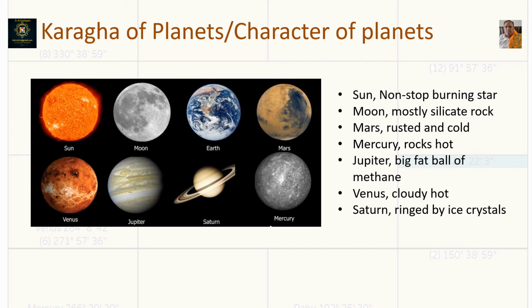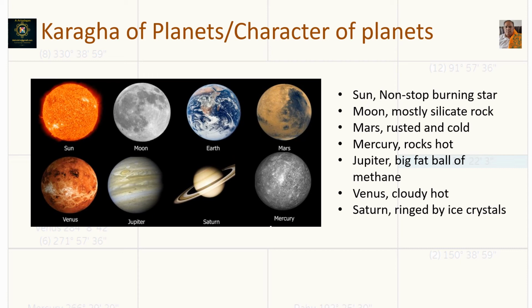Okay, this is another topic I want to tell about, the Karakas of the planets. See here, you should always remember these images. The Sun is always burning, non-stop. It is the emitter, the giver; it allocates and supervises. It is the head of the solar system, so it is always in a head position. Those are the characteristics of the Sun.